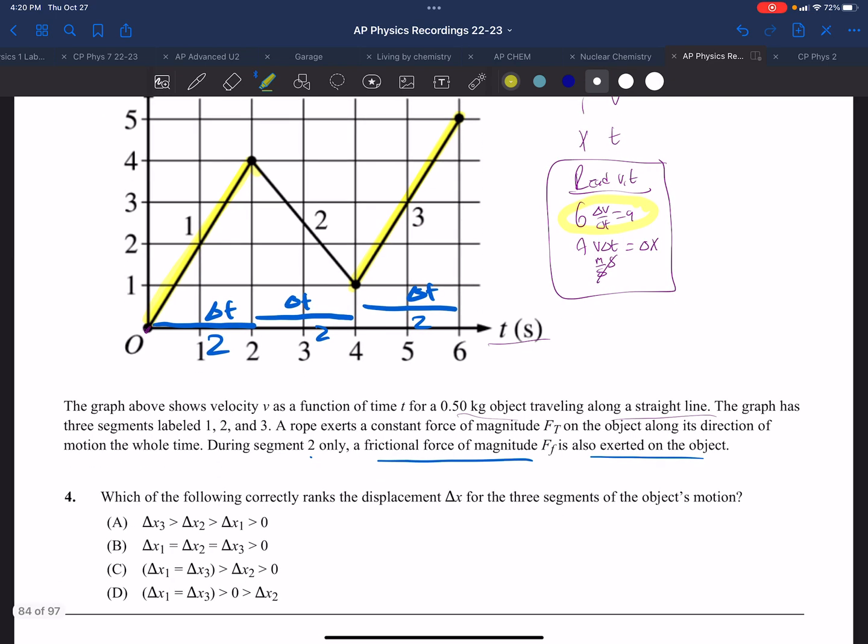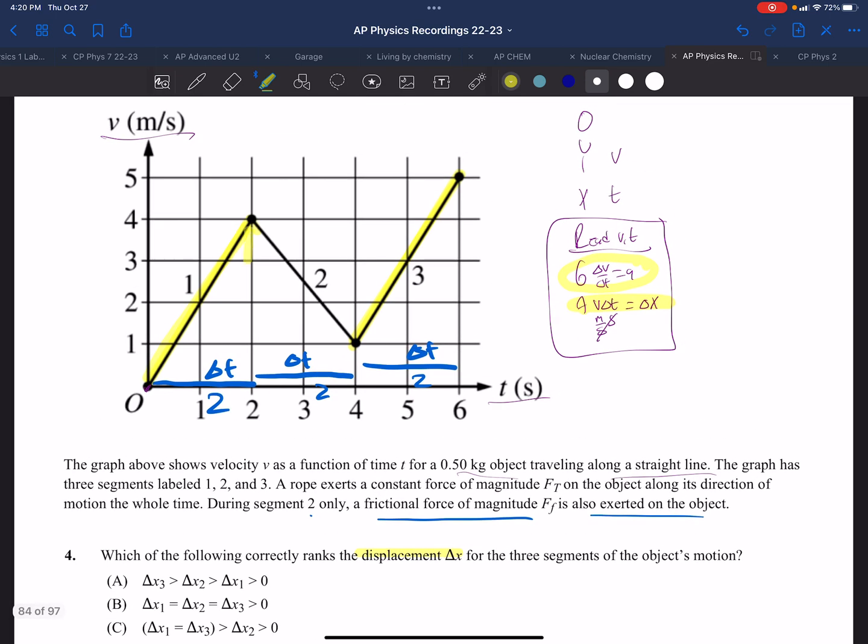We want to know the ranking of the displacement of the 3 segments. Oh, displacement is the area. Well, let's consider the area. We have the area of the first, and we have the area of the second segment. Looking at the area of the second segment, we can see it is larger than the area of the first segment. It is larger.